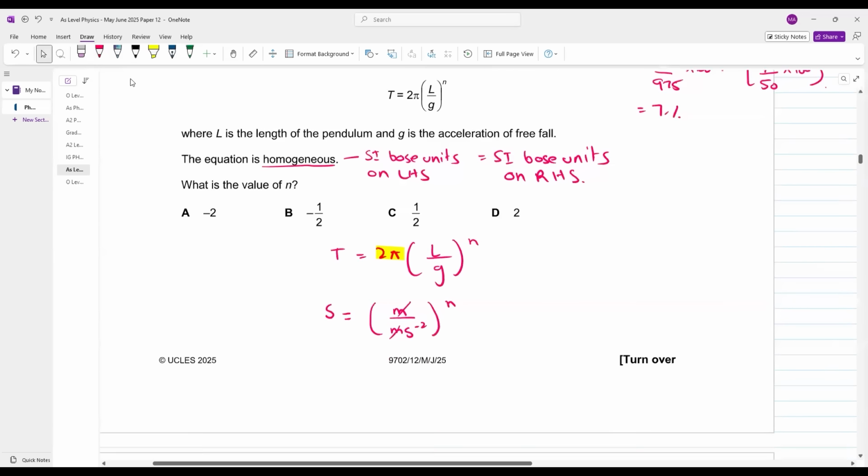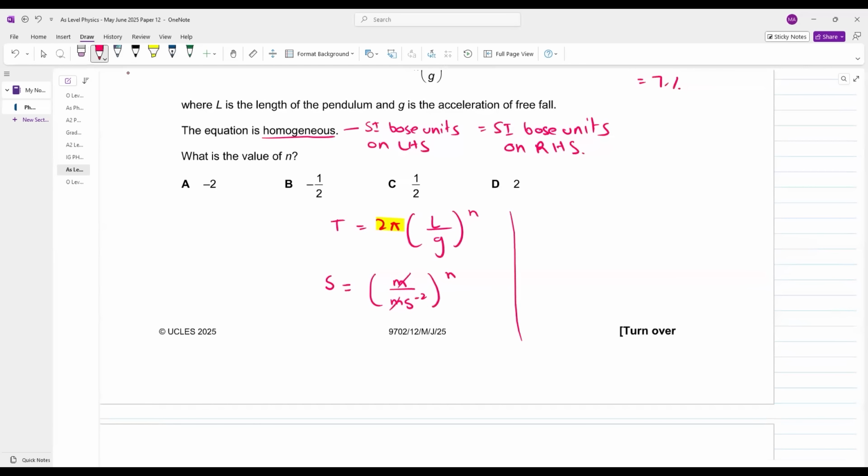M cancel out. What will your final equation look like? S is equals to 1 over s minus 2 power n. Bring this s minus 2 to the top side. S is equals to s 2 power n. S की power 1 is equals to s की power 2n. Since the bases are same, you can equate the power: 1 is equals to 2n. N is equals to half. C is your answer. Simple.